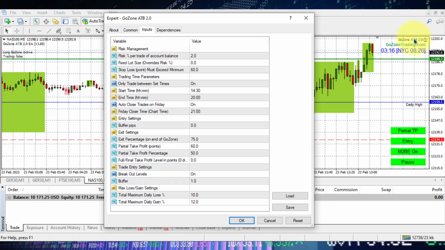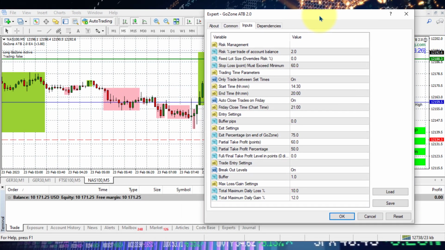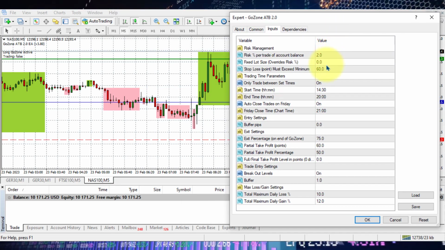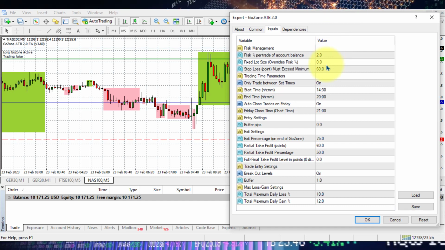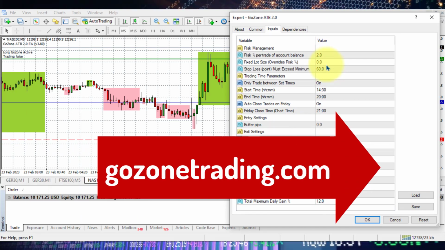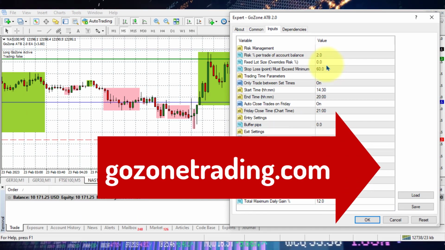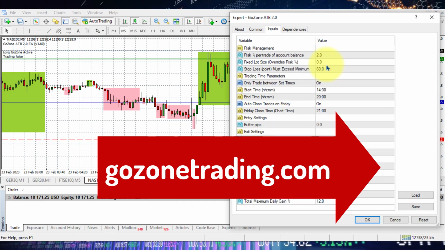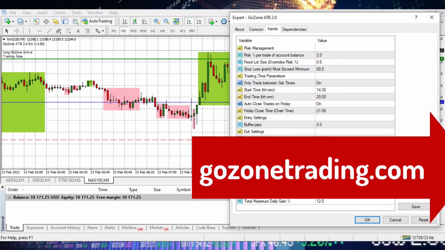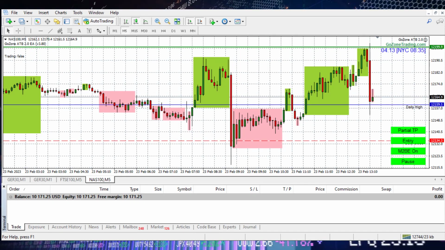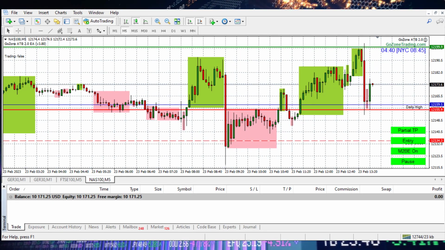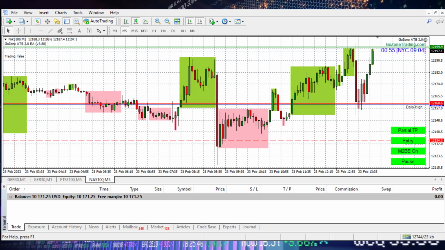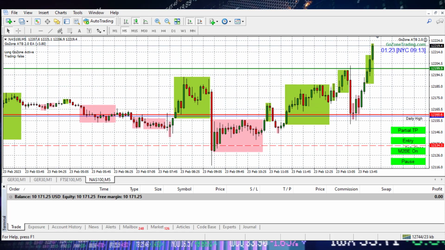Here we have our trading chart for the NASDAQ 100. As you can see, I've already set up the Go Zone ATB to activate as soon as the market opens. If you'd like to see how to set up the ATB in great detail, go to our website, gozonetrading.com, and review our training videos. We are trading on a 5-minute time frame, so I will be speeding up this recording as necessary.